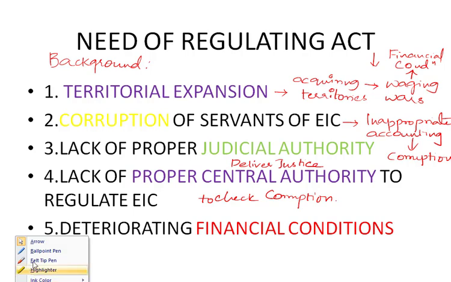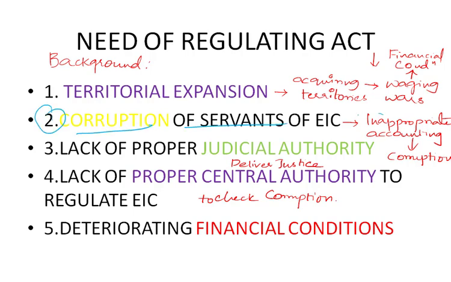The second point is that there was huge corruption among the servants of the East India Company, and inappropriate reporting of accounts was done by these servants to the company officials, leading to the misuse of funds for their personal purposes. So they made huge profits, and they utilized some of the revenues collected from the Diwani Rights. Huge corruption happened, and it also led to the deterioration of the financial condition of the East India Company.